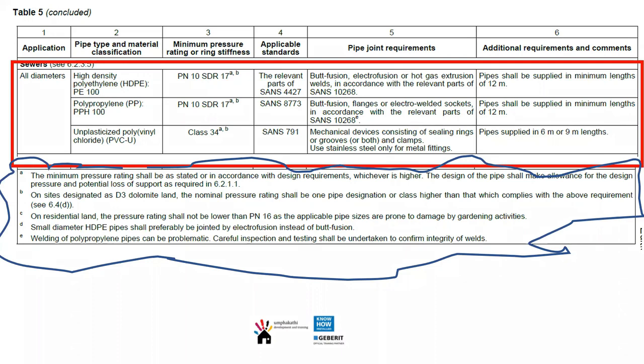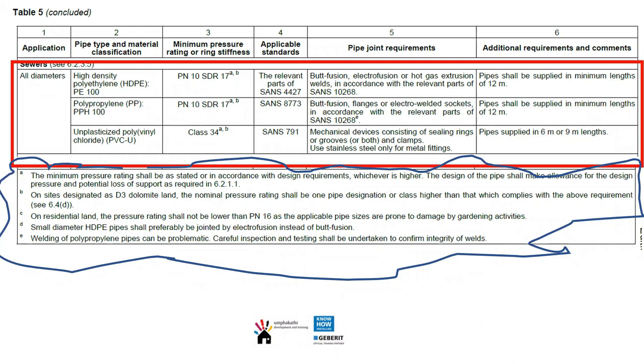Polypropylene, that's also an acceptable product, also PN10, and the jointing method for both of these is butt fusion, electrofusion, or hot gas extrusion welds. The hot gas extrusion welds are very common when we manufacture fittings. One of the challenges again is the quality of the manufacture, and making sure that you don't have any ridges or big gaps in the joint of your manufactured pipe. So butt fusion and electroweld is definitely the way to go.